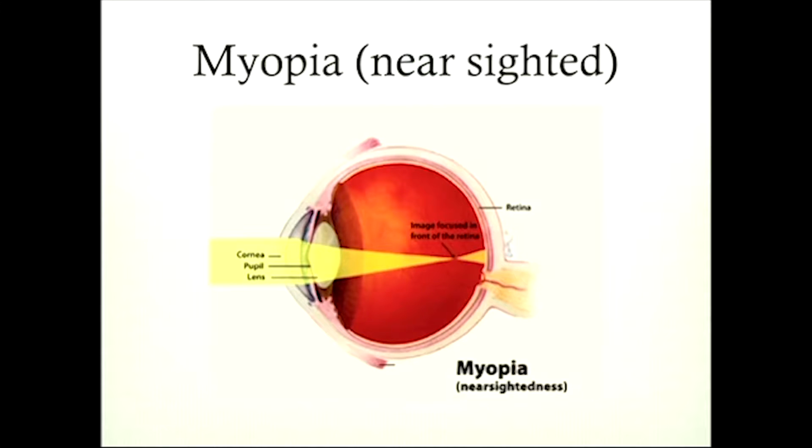So myopia, nearsightedness. This is the most common one. Most people in the United States and actually in the developing world are nearsighted. There are lots of reasons and thoughts behind why we're having an increased frequency of myopia throughout the population.